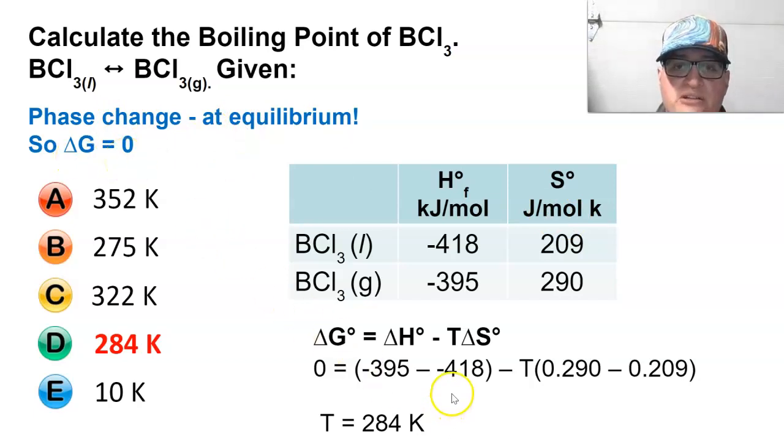Since delta G is equal to 0, you have your H's, right? Your change in H, you can calculate that on your own. Change in S, you can calculate that on your own. And again, solving for T, we'd see it at 284 Kelvin, which would tell us the boiling point of this substance based upon the H and S values.